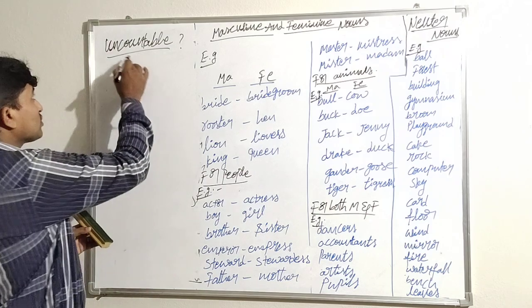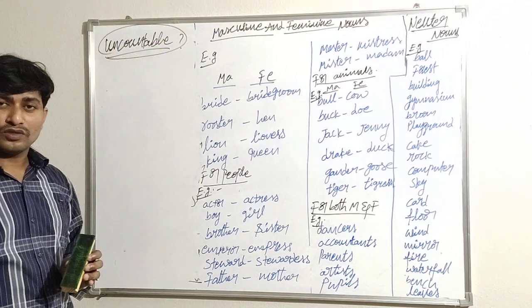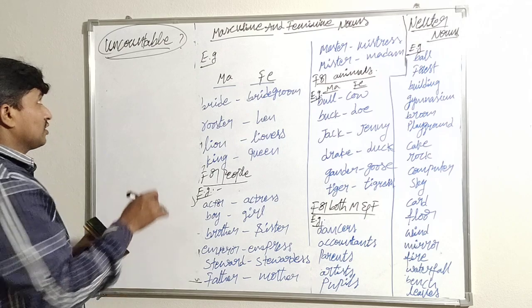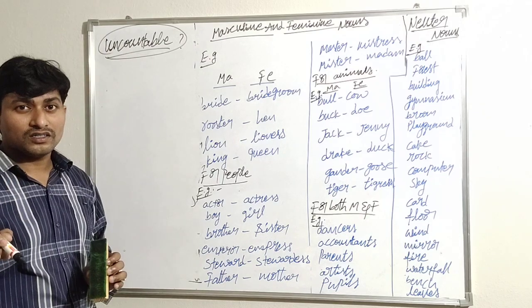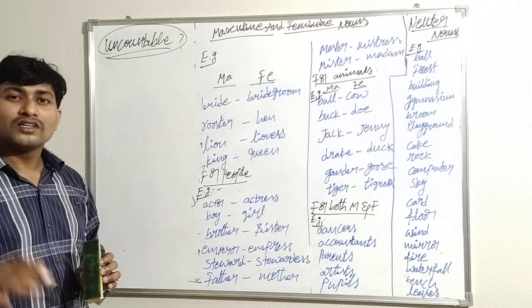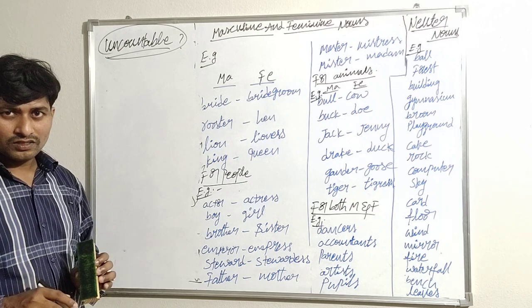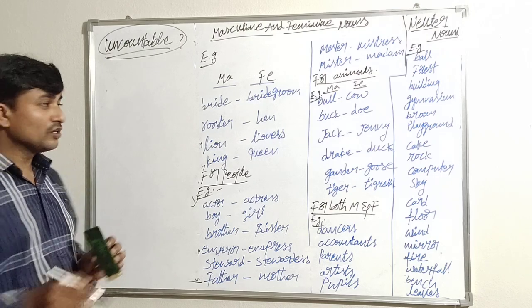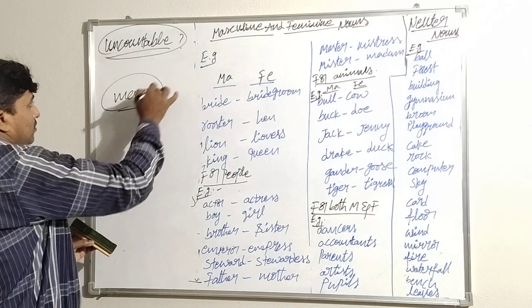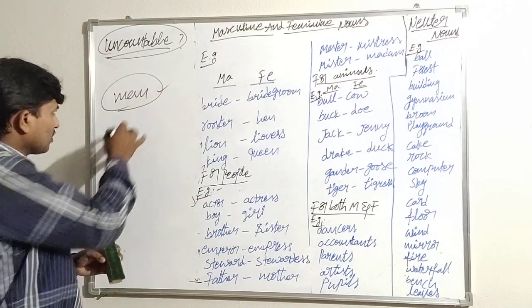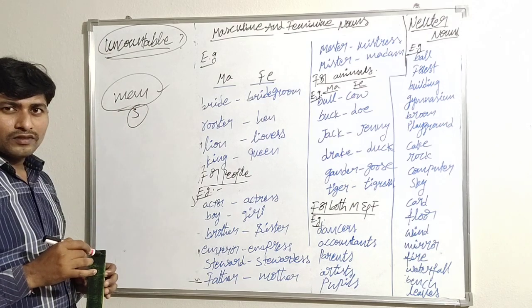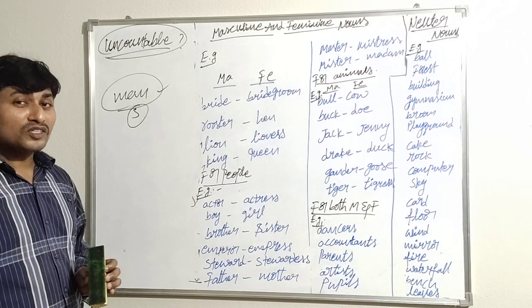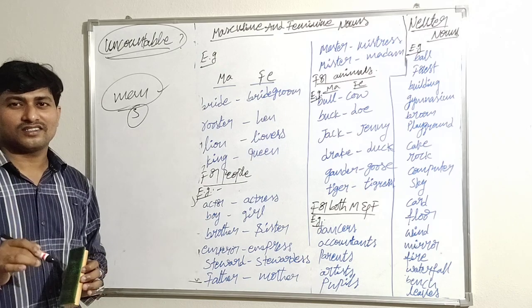So, what kinds of nouns are known as uncountable? Have you understood? Countable nouns are known as both singular and plural nouns. But what kinds of nouns are called uncountable nouns? Singular nouns? How can we say singular nouns are uncountable? Suppose man. Is it uncountable? Singular nouns are not known as uncountable nouns. You have to remember that.